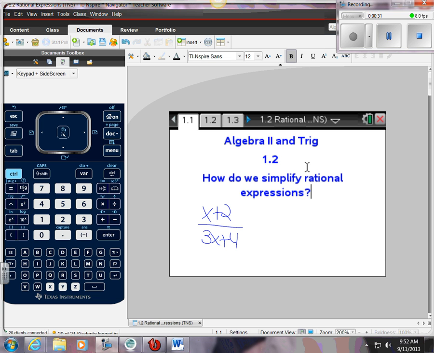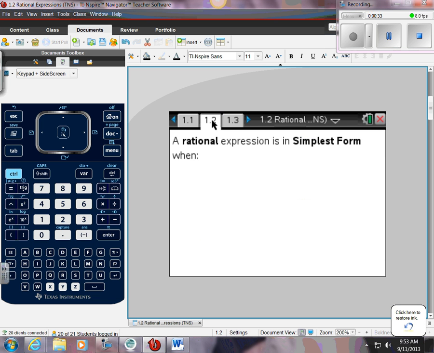Okay. Next page. So a rational expression is in simplest form when it can be factored no further and nothing else simplifies out. Okay, it can't be factored anymore and nothing else cancels. Got it? So it can no longer be factored and nothing else cancels.